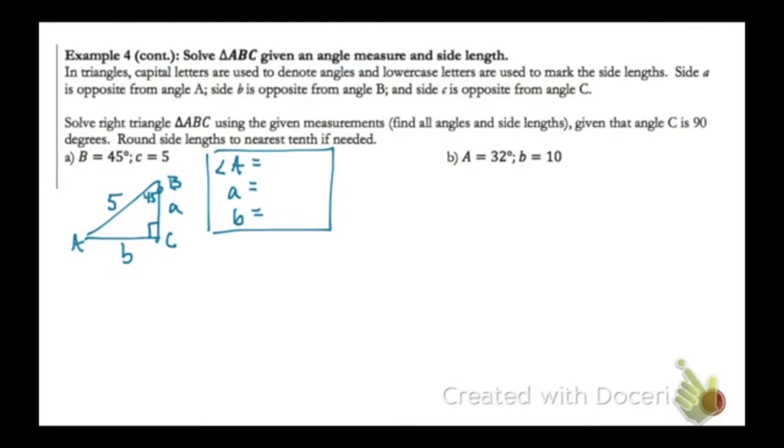Side A is opposite from angle A. Side B is opposite from angle B, and side C is opposite from angle C. When you have a right triangle problem, we let C equal the right angle.